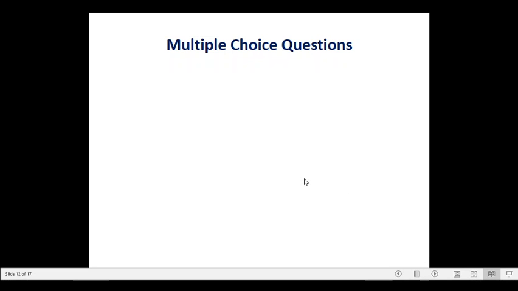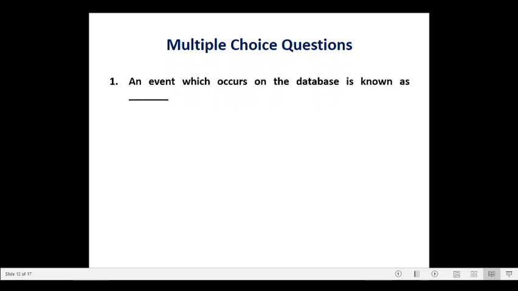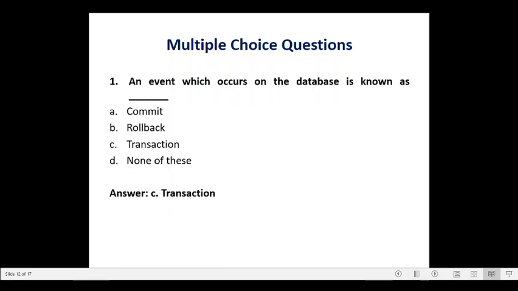Now let's try to answer the questions. The first question is, an event which occurs on the database is known as: the options are commit, rollback, transaction, and none of these. An event which occurs in the database is known as, yes, transaction.